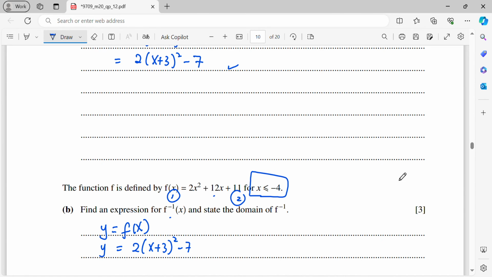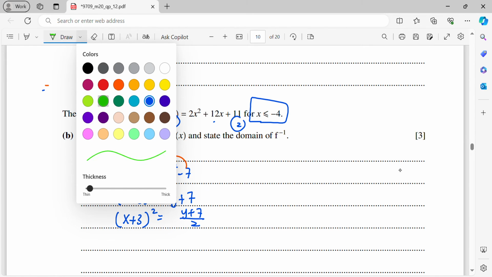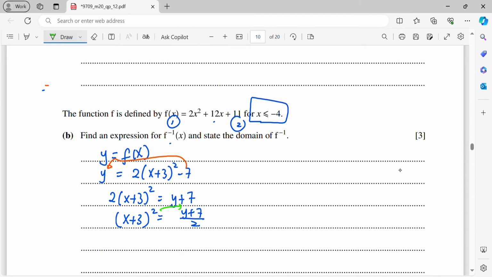This is my y. Now to get the f inverse, you must get the x as a subject. Means that this minus 7 must be moved to the other side. So I will be getting 2 bracket x plus 3 squared equals to y plus 7. And now, move the 2 down, it will be x plus 3 squared equals to y plus 7 divided by 2. And followed by moving the square. This square you move to the other side. It will be plus minus square root. So I'll get x plus 3 equals to plus minus square root of y plus 7 divided by 2.